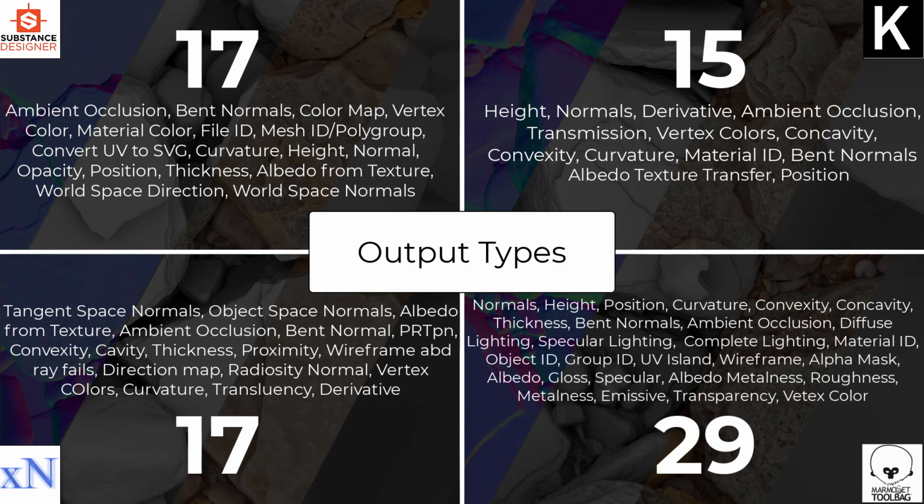So I would say that each baker offers full PBR baking functionality, maybe except the Knald, which in the current version lacks the texture transfer for the Albedo. I would say that Toolbag is the winner here, since it's always better to have more options than find out that something is missing when we really need it.